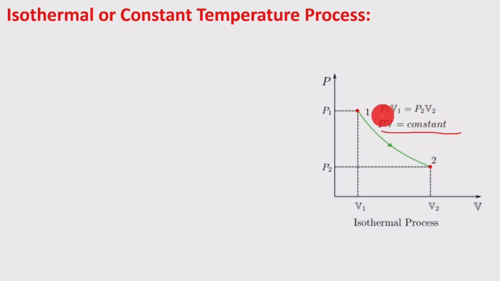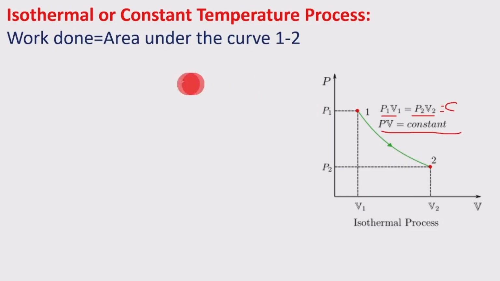Then we can write P1V1 is equal to P2V2. This will remain constant for the process. And here the pressure is changing from P1 to P2, and the volume is changing from V1 to V2. Then the work done, we will take here, work done equal to the area under the curve 1 to 2. Then W1-2 is equal to integration 1 to 2 of PdV.